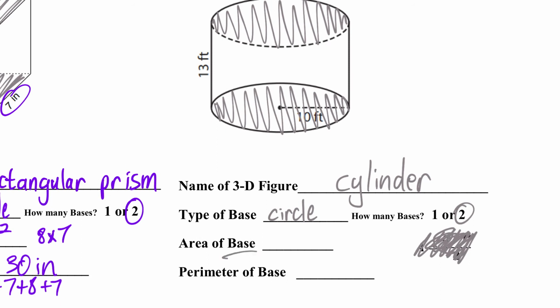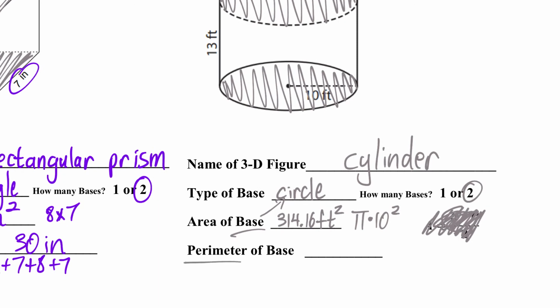Okay, so area of the base is area of a circle, so it's pi r squared, so pi times 10 squared. Say 314.16 square feet. Now the perimeter of the base: perimeter of a circle is what we call circumference. So really, I could say circumference of the base. Circumference of a circle is 2 pi r, so 2 pi times 10.